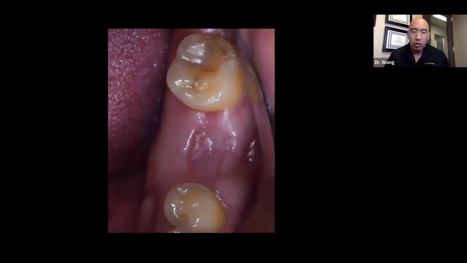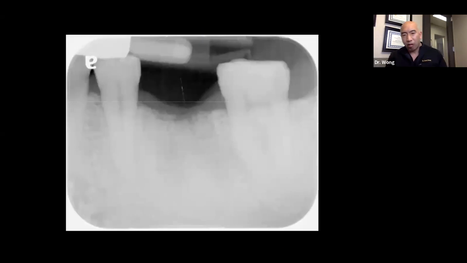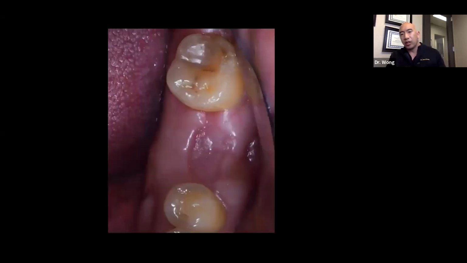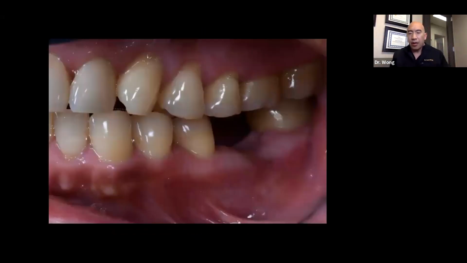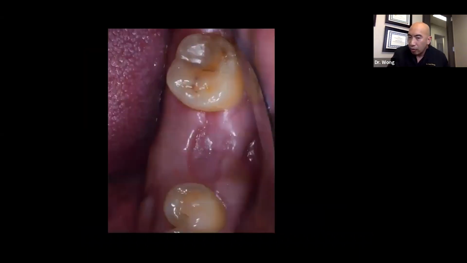And that's crucial because when you look at this radiographically, it looks great. When you look at this clinically, the bone looks this wide. It looks great. From the facial aspect, you can see that we lost a little bit of the facial plate, caves in just a little bit, but as you can see, it's still a wide ridge.